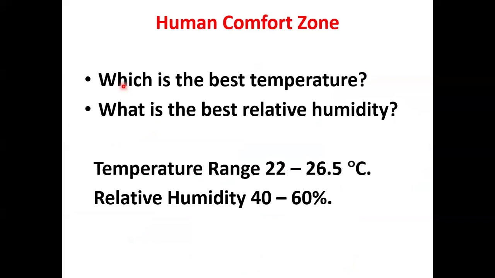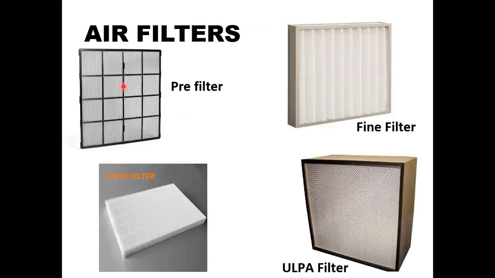I told you guys, for the best temperature, it should be 20 to 26.5 degrees Celsius. Whereas the best relative humidity, which is the humidity range, should lie between 40 to 60%. That's the range. Then these are the filters we will be using in order to purify the air which enters the rooms.